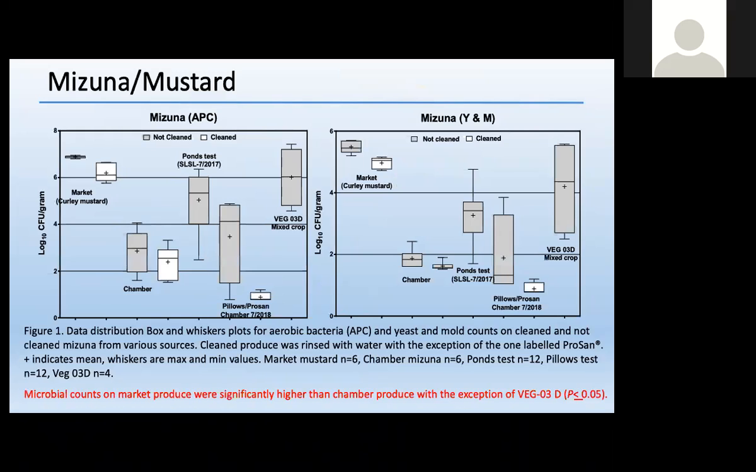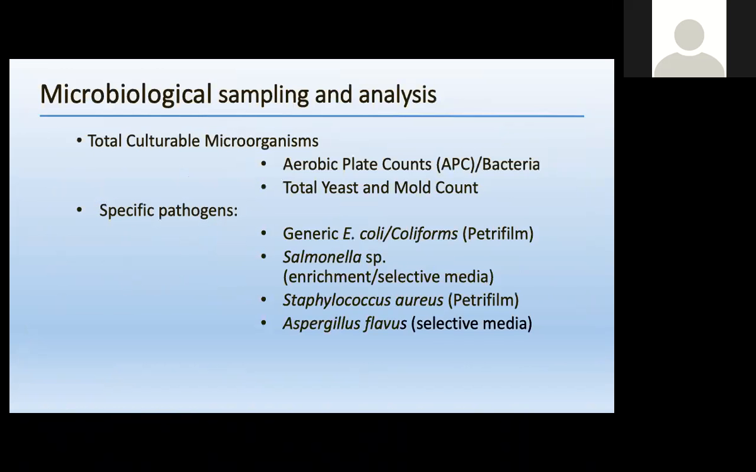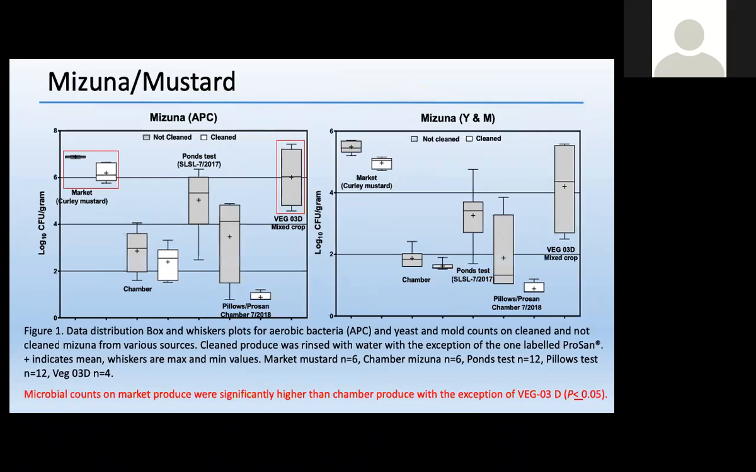So the significance of these samples is that the microbial counts on the market produce were significantly higher than the chamber-grown produce and the other analog tests, with the exception of the Veggie 3D Mizuna. So the Veggie 3D Mizuna is not higher, but it's right in there with the market produce. The same could be said for the yeast and mold counts.